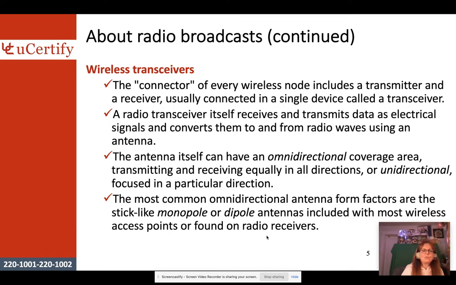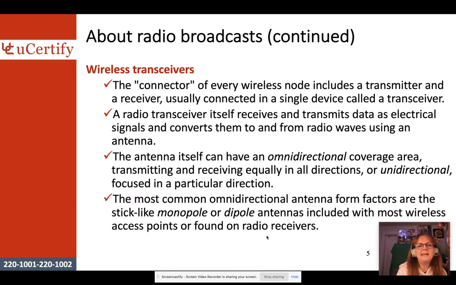Wireless transceivers. The connector of every wireless node includes a transmitter and a receiver. Since it transmits and receives, they're usually combined into a single device called a transceiver. A radio transceiver receives and transmits data as electrical signals, and converts them to and from radio waves. So the data gets converted to a radio wave and goes out of the transceiver, and then it brings the radio waves in and converts them back into data.